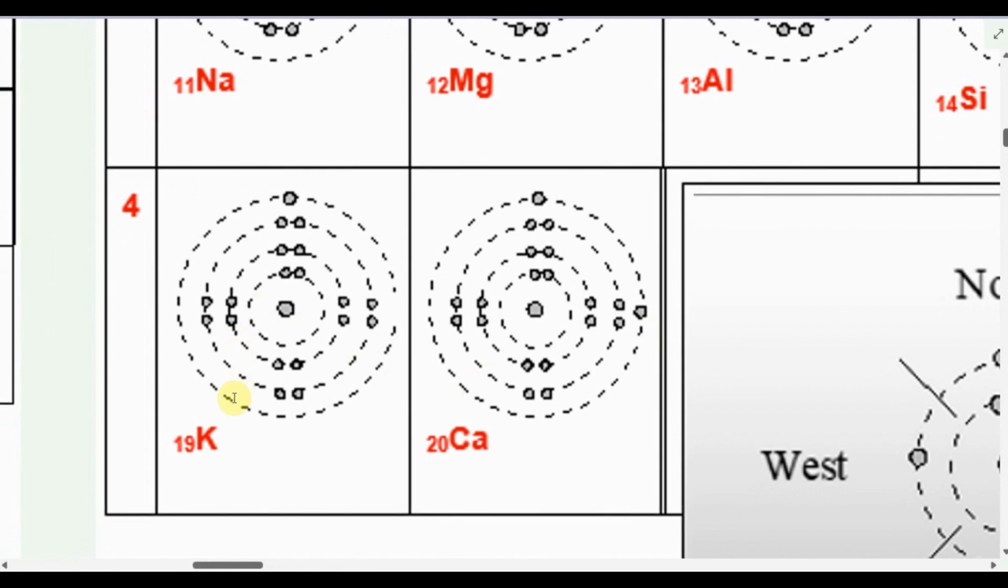So potassium has 19 electrons, 2 and 8, and 8. That gives us 18 like argon, but the 19th electron has to fit into the 4th shell. And finally, we'll look at calcium with 20 protons and 20 electrons, 2 in the first shell like helium, 8 in the second shell like neon, 8 in the third shell like argon, and then 2 in the 4th shell.